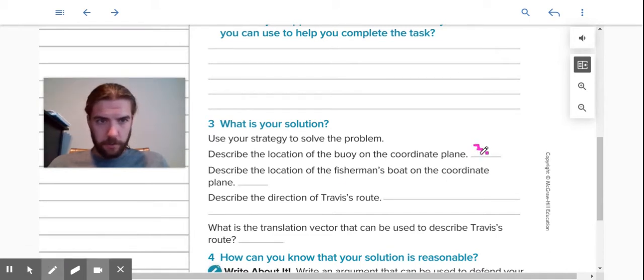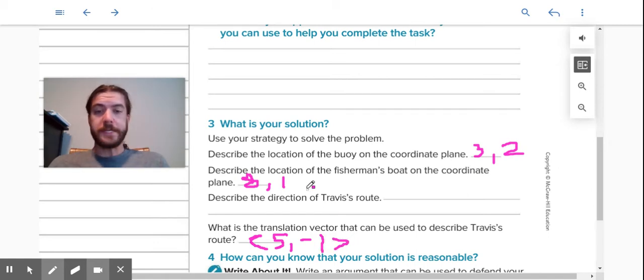So (3, 2) and (8, 1). Okay. Therefore, our vector is the movement that gets us from our x location, 3, to our new x location, 8. Okay, so that'd be plus 5. And our movement in our y direction. So we start at 2, we go down to 1. Okay, so it looks like we have -1 as our change in the y direction. We're going down. Okay, so this is our translation vector.